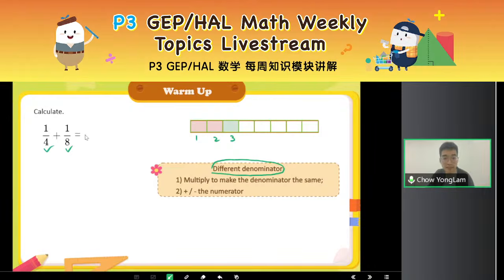How do I do that mathematically? I make the denominator the same first. 1 over 4, I can make the denominator into 8. So it becomes 2 over 8 plus 1 over 8. That will give me 3 over 8.